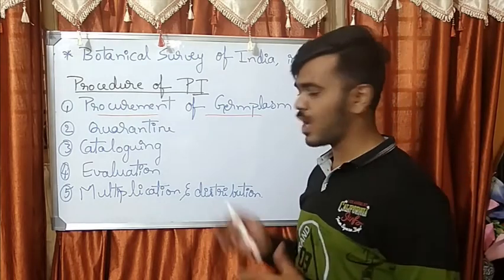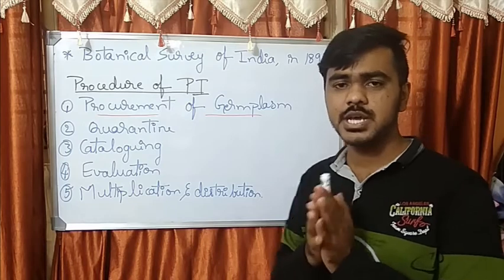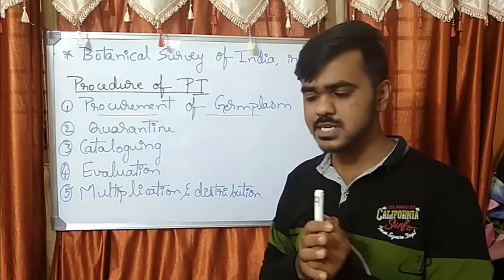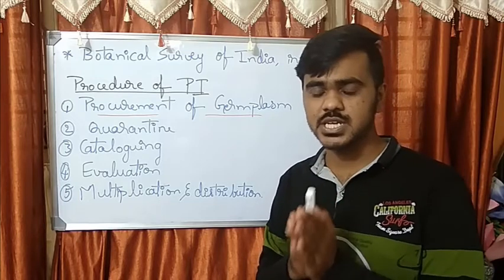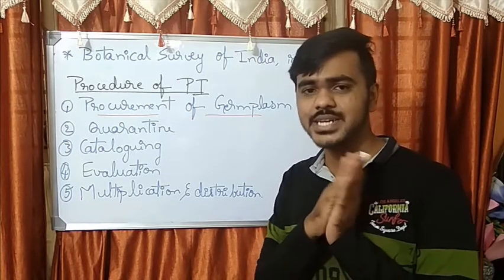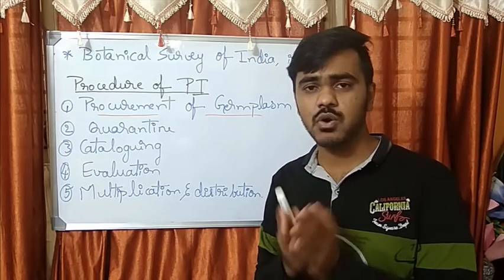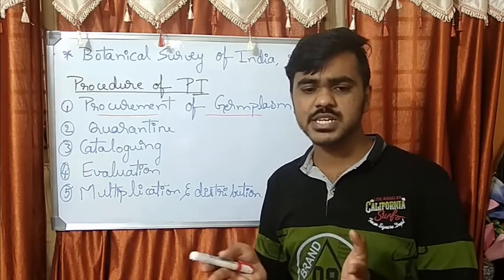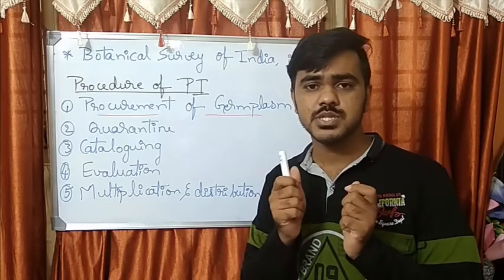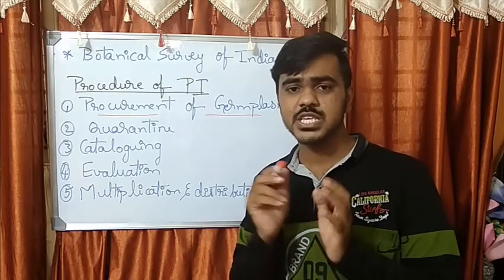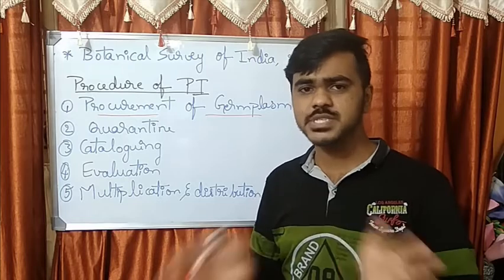Next process comes the quarantine. Now they have collected the propagules from the exploration, but they just can't supply them to the countries. First they have to go for the check, that is the quarantine check. There are quarantine rules, meant to prevent disease or pests or weed species from spreading. If they don't comply with the quarantine rules, they should not be supplied.